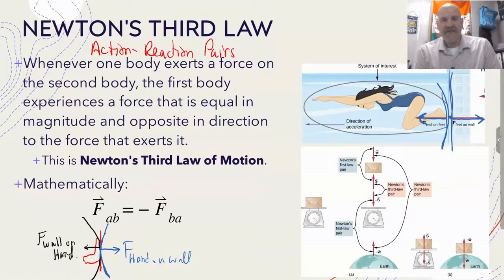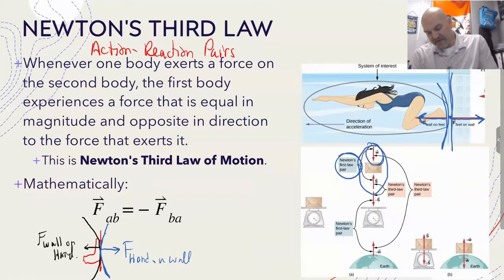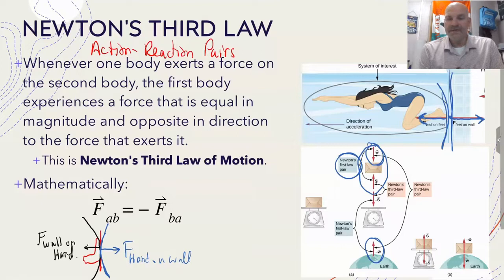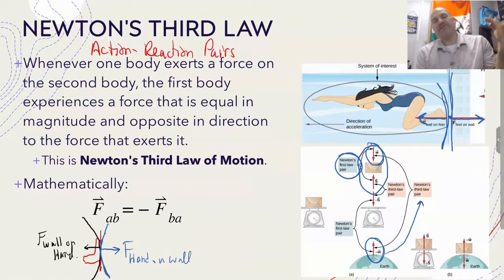So you can see that this is identifying action-reaction pairs versus Newton's third law pairs. Here, these two forces are exerted on the package, so they're on the same system, hence the reason why they are first law pairs. But this weight, which is what we call weight, is actually coming from the Earth. So those would be our Newton's third law pairs, because the Earth is pulling the package down, and the package is pulling up on the Earth.